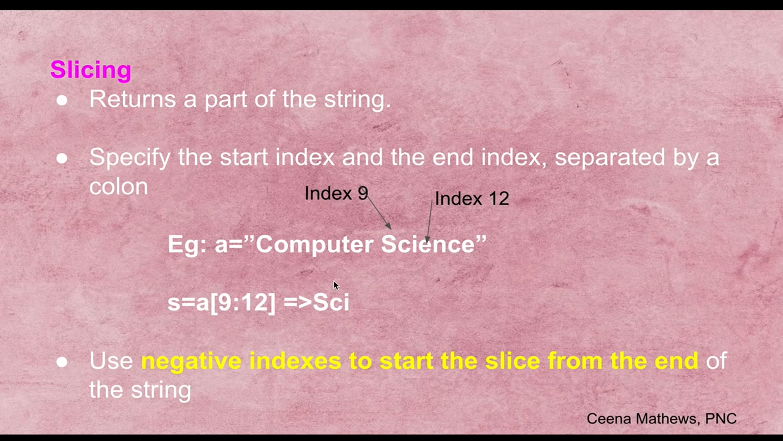separator. As mentioned by these arrows, index 9 here means capital S and index 12 is E. The character at index 12 is not extracted, so it displays SCI.